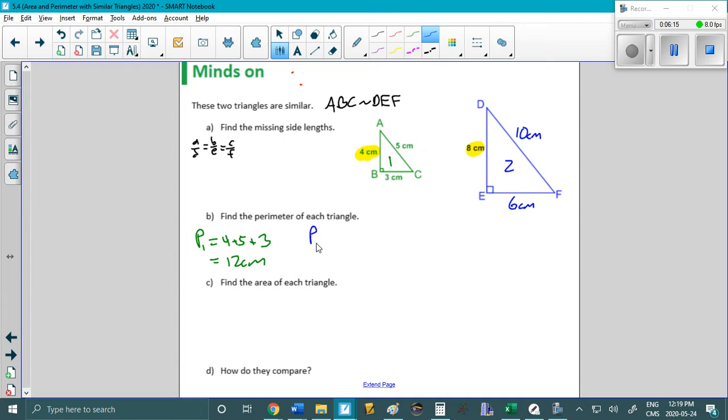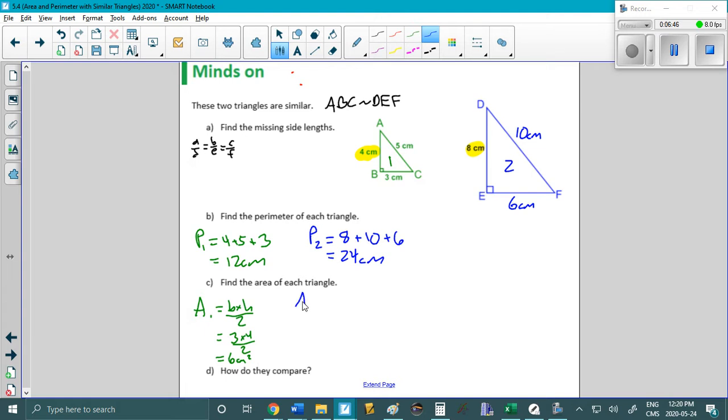And P2, which is double the size, well, you would think that the perimeter would be double. 18, 24. It is double. Awesome. Let's do the area of triangle 1. Remember, area equals base times height divided by 2. And I've given right triangles, so this is easy. The base is 3. The height is 4. We divide by 2. So 12 divided by 2 is 6 square centimeters.